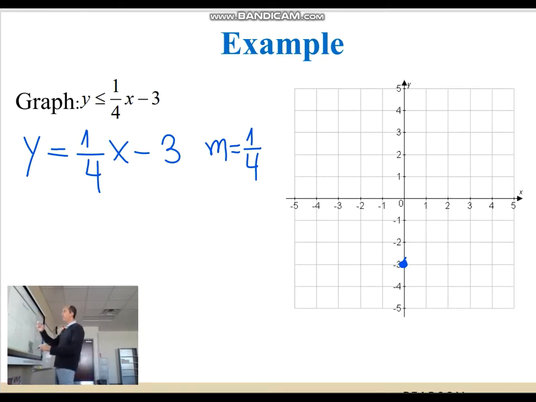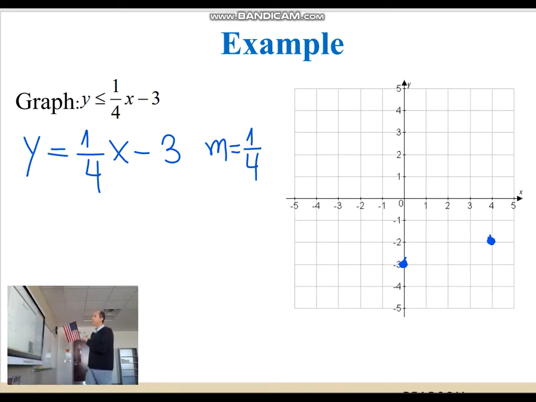The slope is rise over run. We have to run 4, 1, 2, 3, 4, run, and we rise 1. Rise 1, the next point, the second point that we're going to use to find the line is this one right here. See, rise over run. Rise is on the vertical and run on the horizontal.